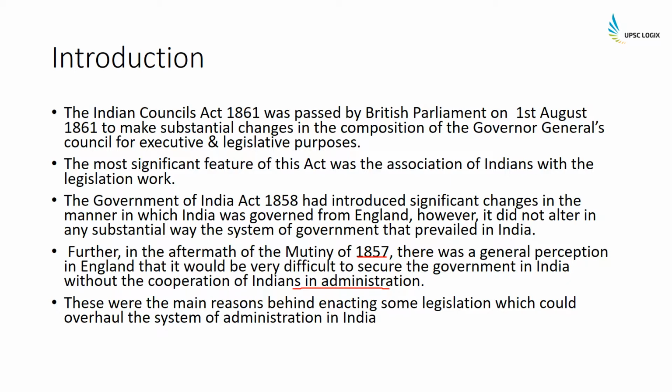So the Indian Councils Act 1861 was passed by the British Parliament on 1st of August 1861, basically to make substantial changes to the composition of the Governor General's Council for executive and legislative purposes. The most significant feature of this act was the association of Indians in the legislation work, so that they could overhaul the system of administration in India by involving Indians in the administrative field.